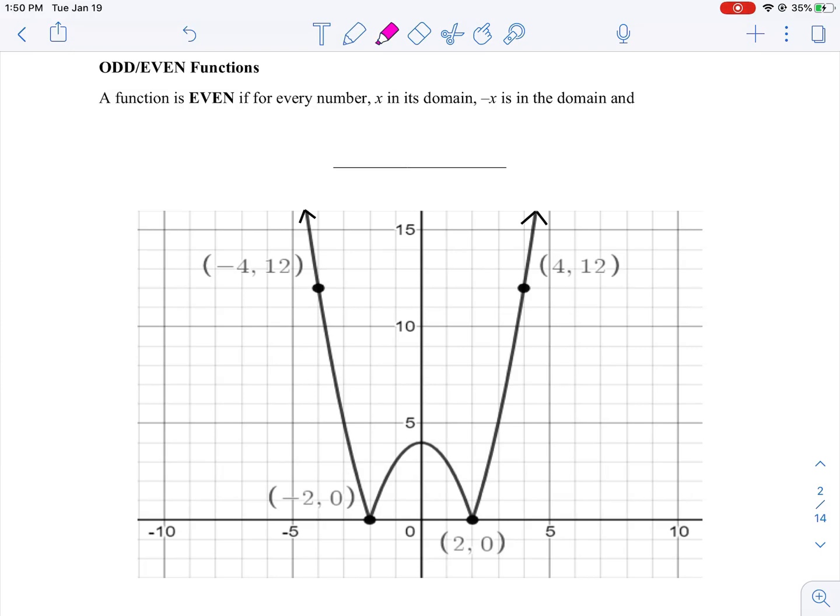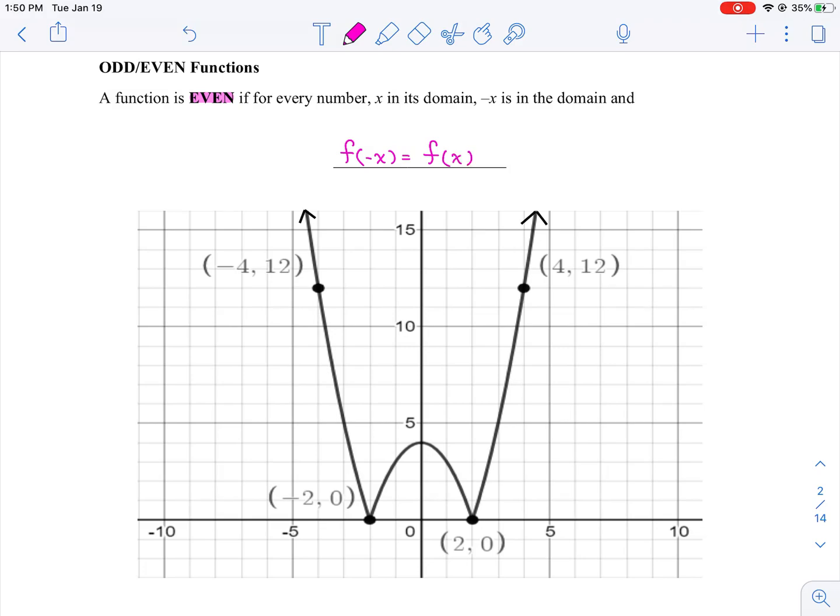A function is even if for every number x in the domain, negative x is in the domain, and the following is true: f of negative x is equal to f of x.